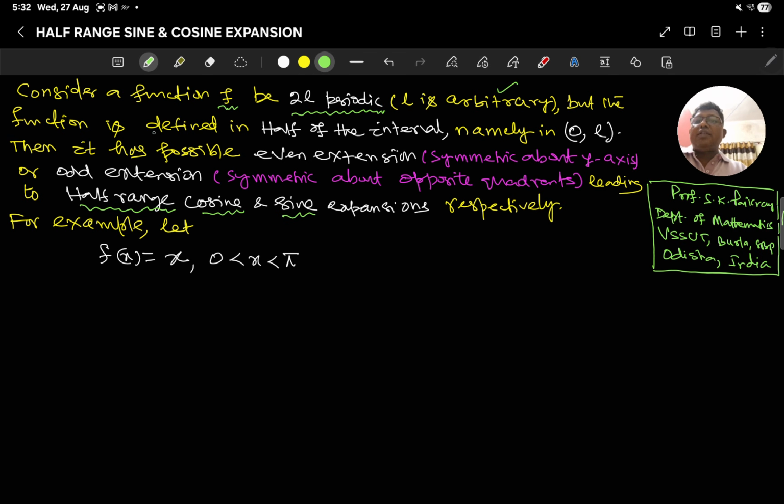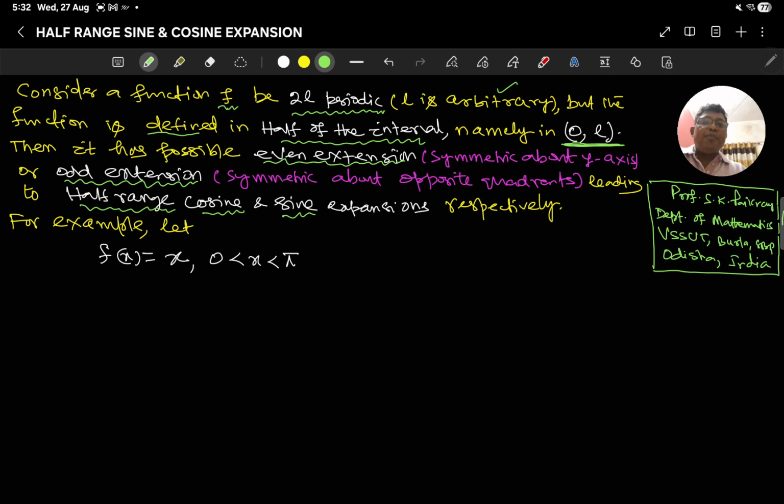But the function is defined in half of the interval. The interval is 0 to L, which means it is given in half of the interval, not in the whole interval. The whole interval is minus L to L. Then it has a possible even extension or an odd extension.